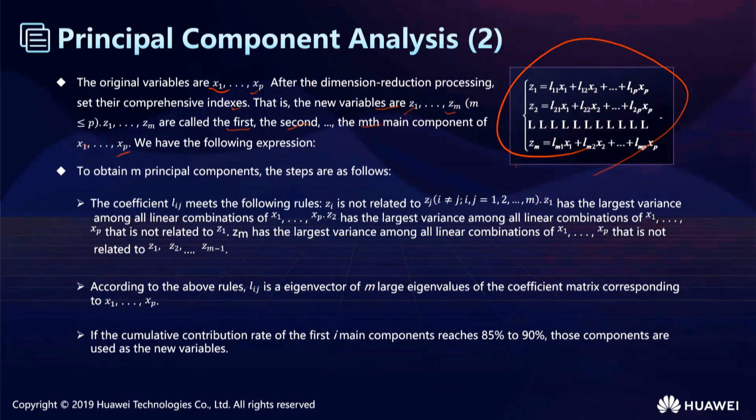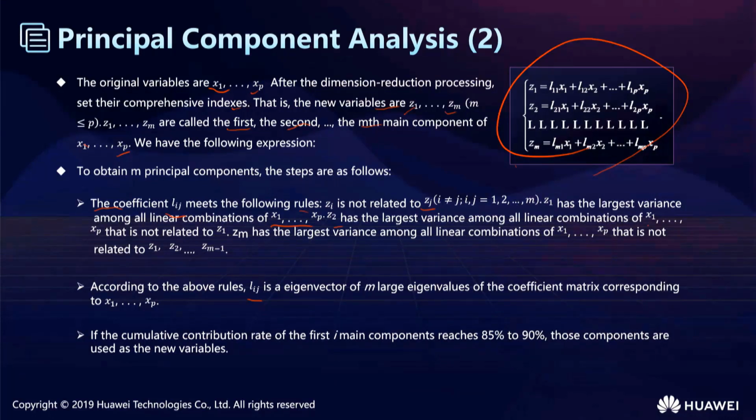To obtain the m principal components, the steps are as follows. First, we choose the coefficients l_ij to meet the following rules. Zi is not related to Zj, and Z1 has the largest variance among all the linear combinations of x1 to xp, and Z2 has the next largest variance among the remaining combinations of x1 to xp. So according to the above, the l_j are also the eigenvectors corresponding to the m largest eigenvalues of the coefficient matrix of x1 to xp.